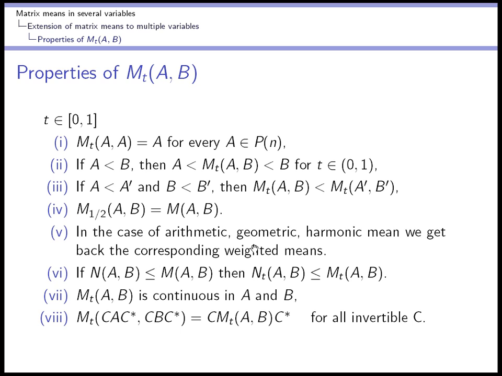Now, the sixth property is a very important one: if we have two symmetric 2 means, and they have this kind of ordering, then it automatically follows that the weighted means for the same t have also the same ordering. Now, M_t(A,B) is also continuous in A and B, and this is again a consequence of property 6 and property 8. And property 8 is again the transformer inequality.